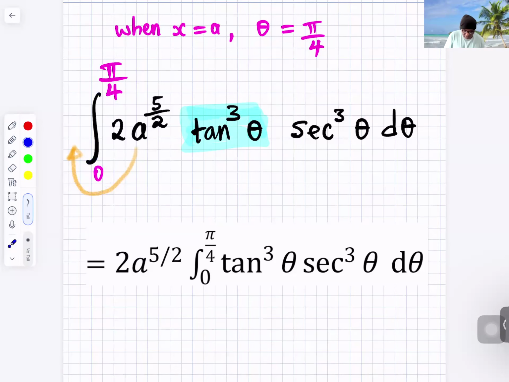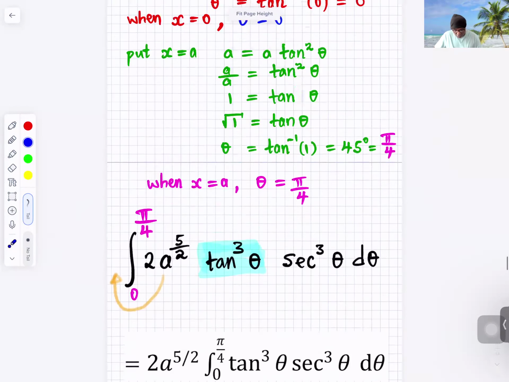That's the limits. And we write the expression 2a to the 5 over 2, tan cubed theta sec cubed theta d theta. And that is what they wanted you to change it to. And you could take the 2a to the 5 over 2 outside the integral sign. And that's your 4 marks.